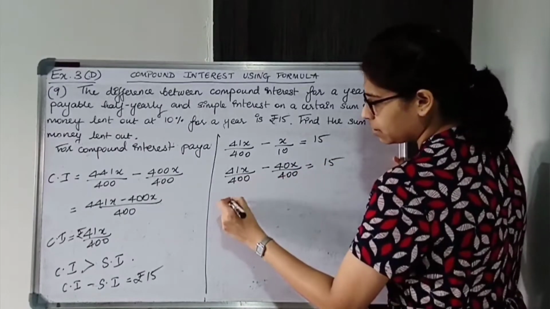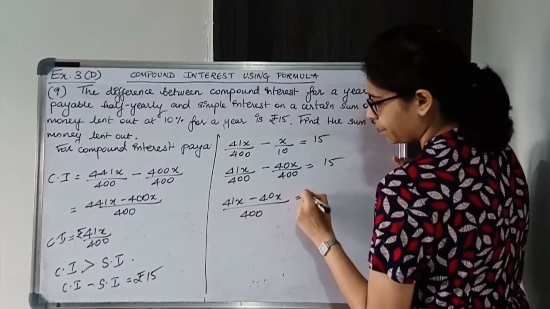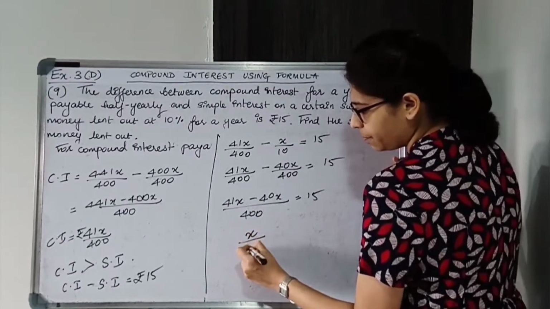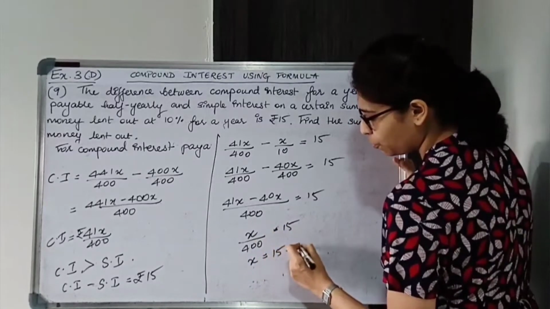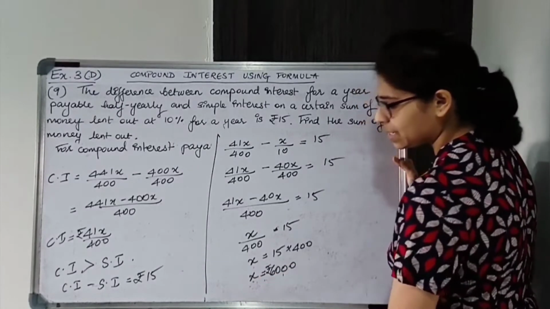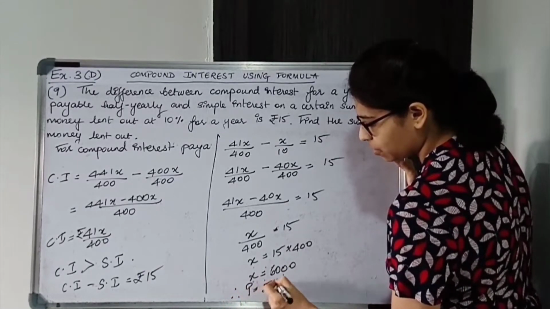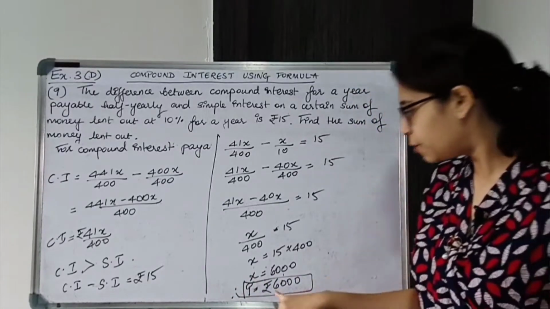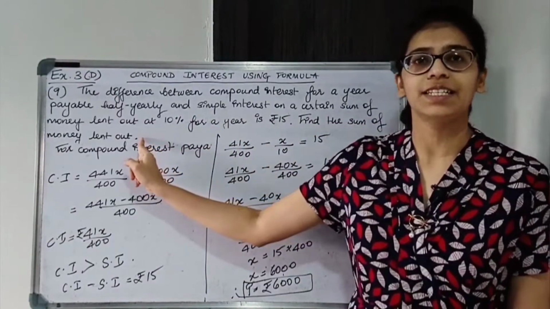Now the denominator is same, so we can take common denominator. 41x minus 40x gives x upon 400 is equal to 15. So shifting 400, 15 into 400, 15 fours are 60 and 2 zeros. So x is 6,000. Principal is 6,000 rupees. Box the answer. Don't forget the rupee symbol and write down the final statement. The sum of money lent out is rupees 6,000.